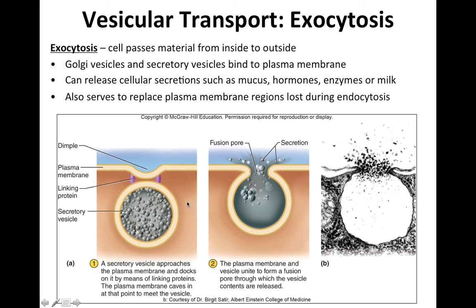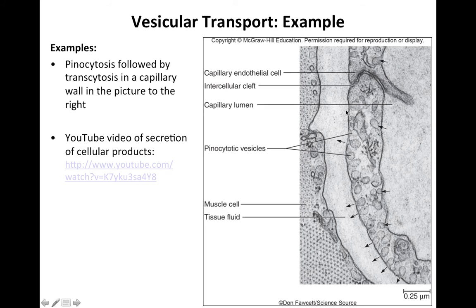And so the vesicle right here, having the same chemistry as the plasma membrane, is able to bind to the membrane using a series of proteins. It'll merge and open up, and then will actually release its contents. Now, this vesicle actually becomes a part of the plasma membrane, and so we can say that it essentially is replacing membrane regions that were lost during endocytosis.